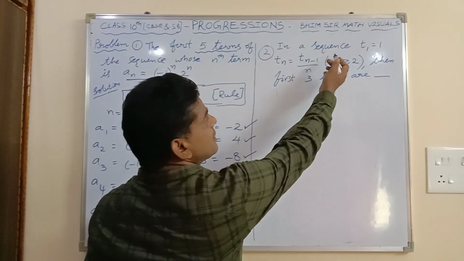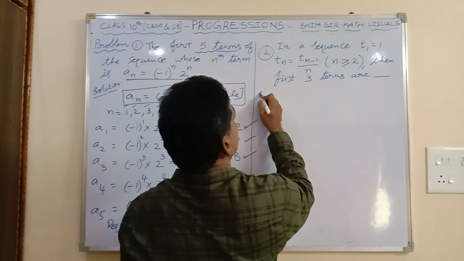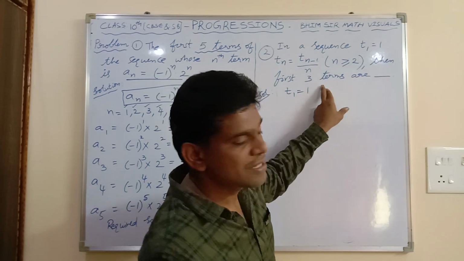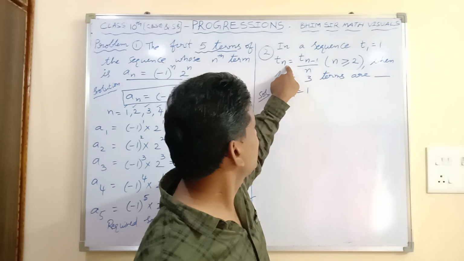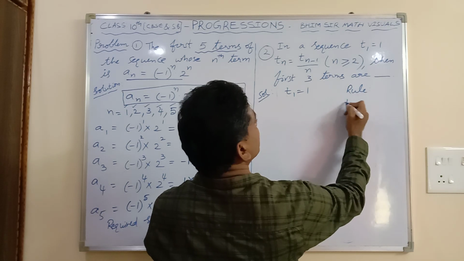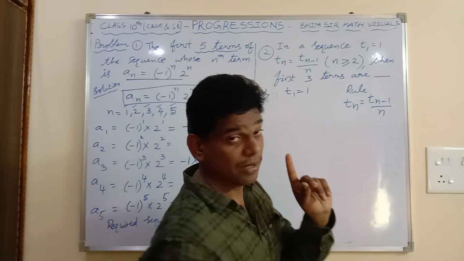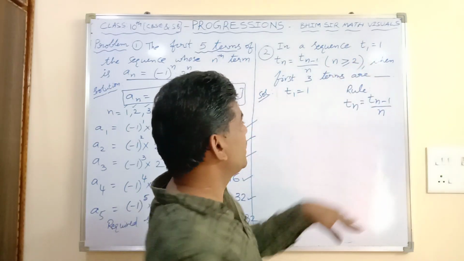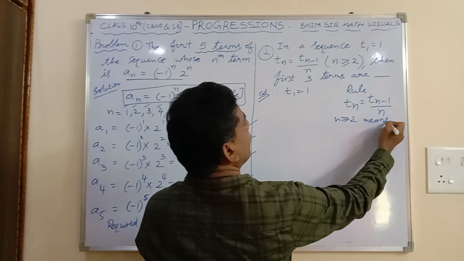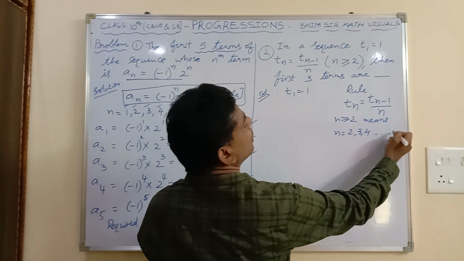Second question. In this sequence, T1 is equal to 1. T1 means the first term. The first term is 1. Here they ask for the first 3 terms. So the given rule is here: Tn = T(n-1)/n, where n is greater than or equal to 2. It means n is 2, 3, 4 and so on.